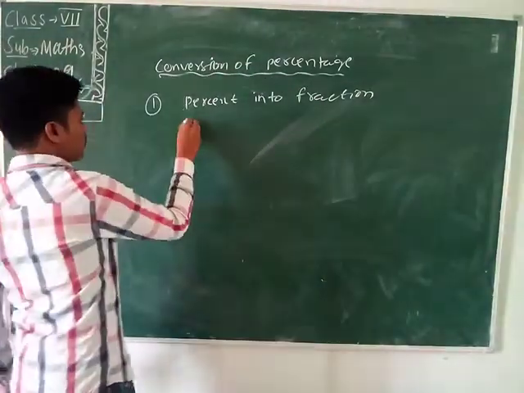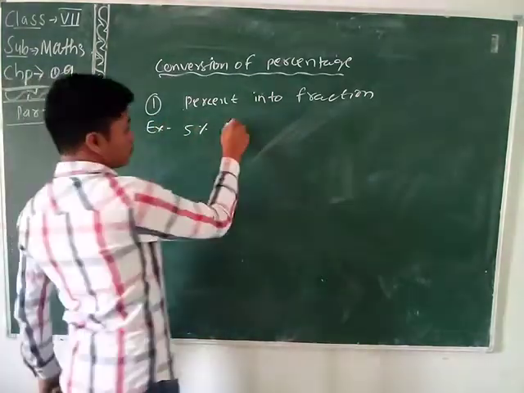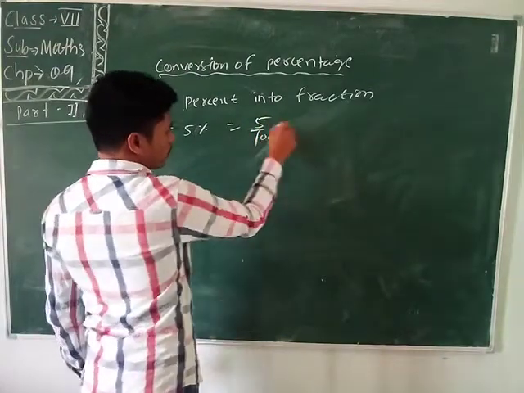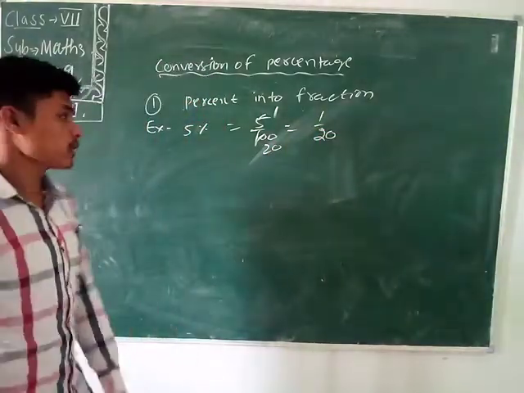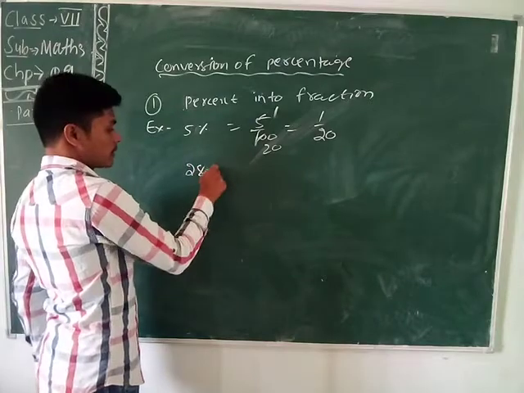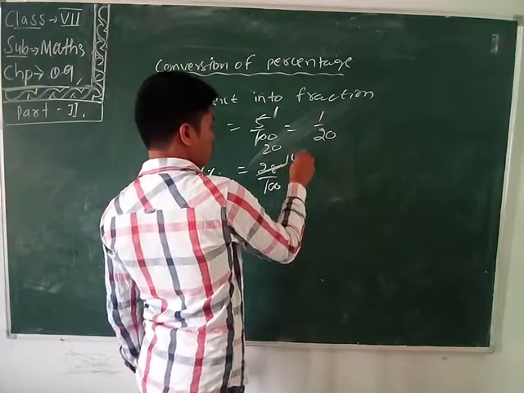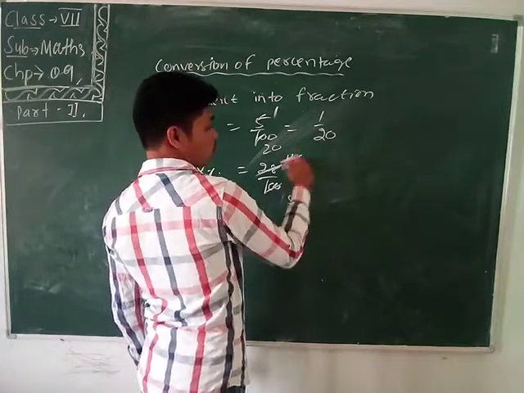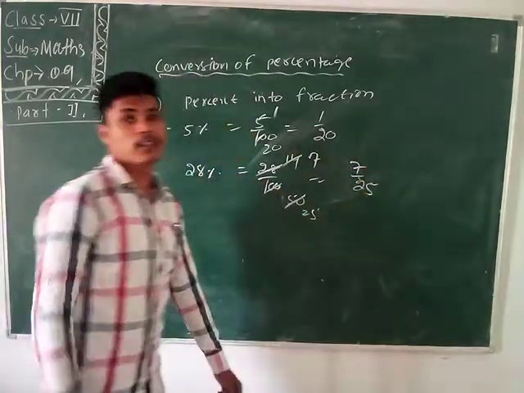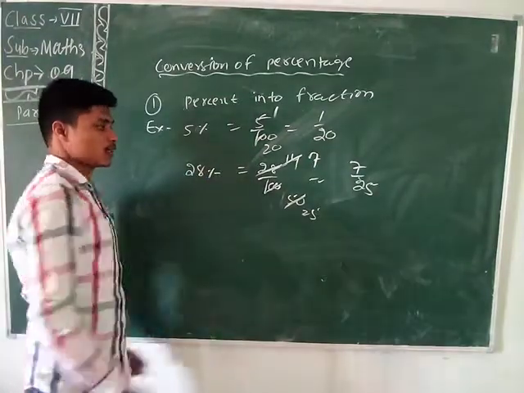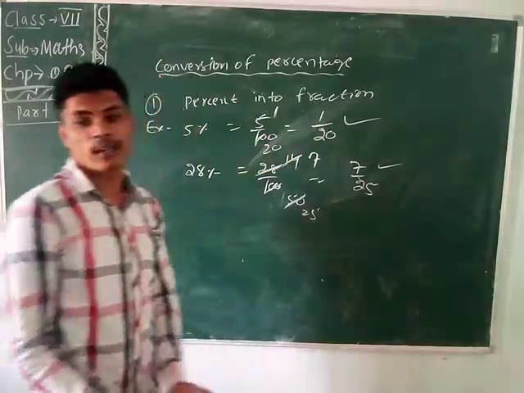Suppose 5%. That means we write 5 by 100. Then we reduce it: 5 ones are 5, 5 twenties are 100, so 1 by 20. Suppose 28%. That means 28 by 100. Reducing by 2 gives 14 by 50, and again by 2 gives 7 by 25. So 28% is 7 by 25. You convert by writing 28 by 100 and reducing it as a fraction. Clear? This is how you convert percent into fraction.